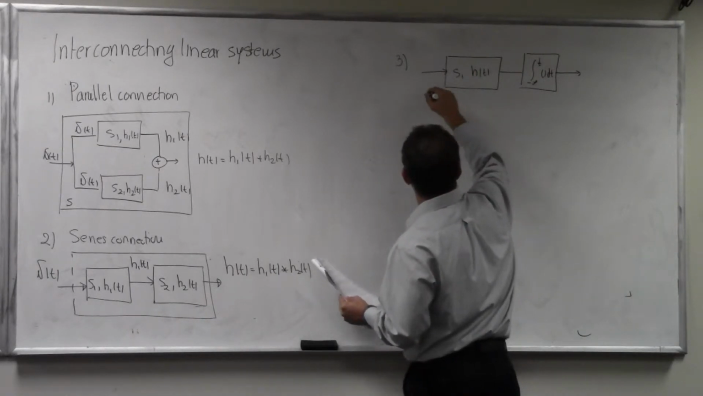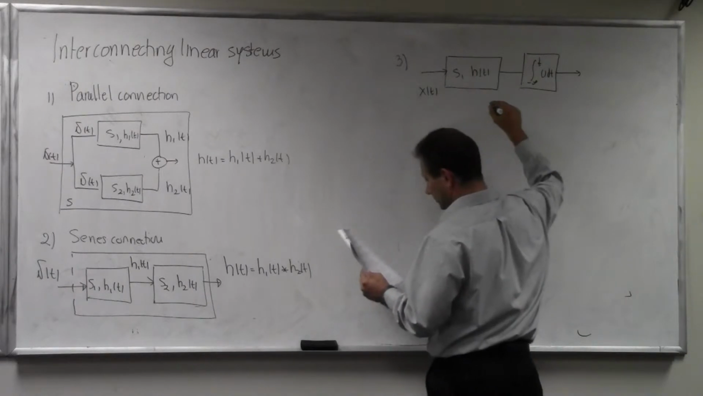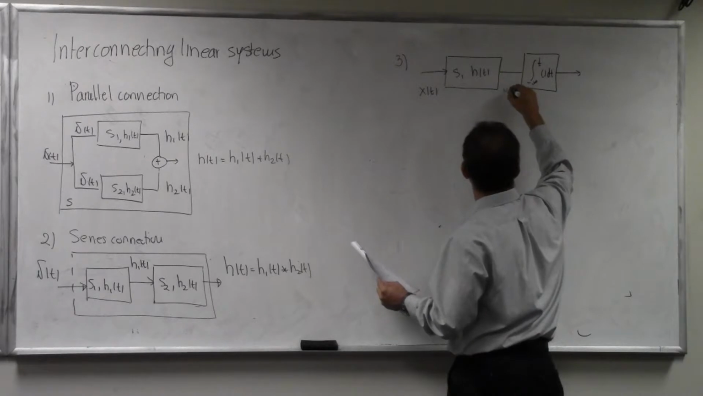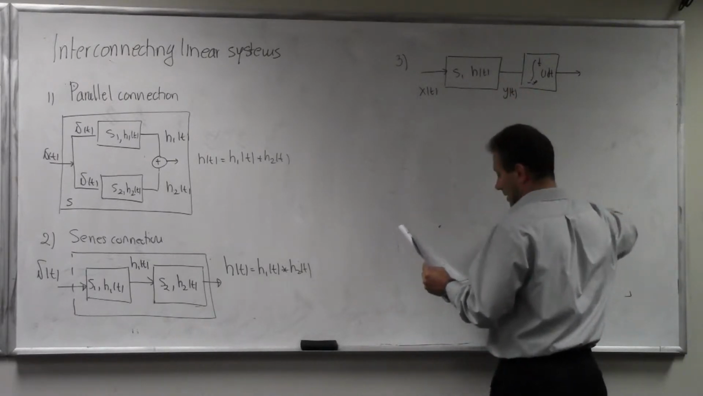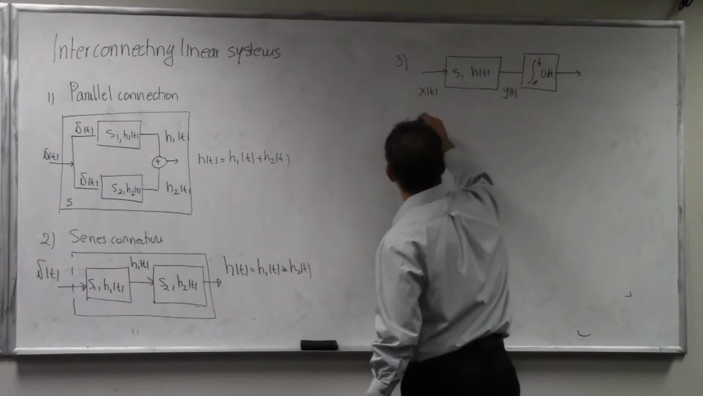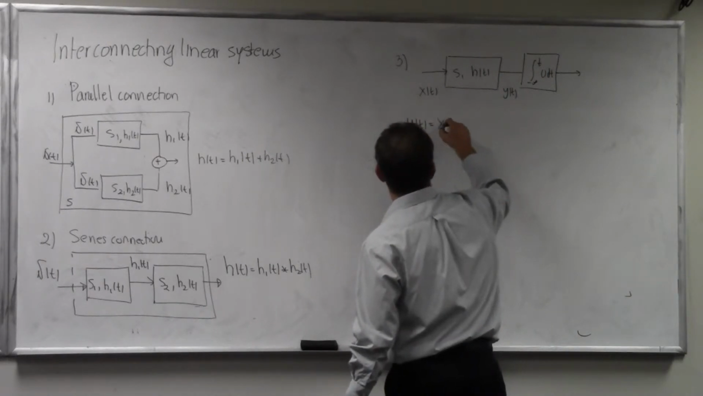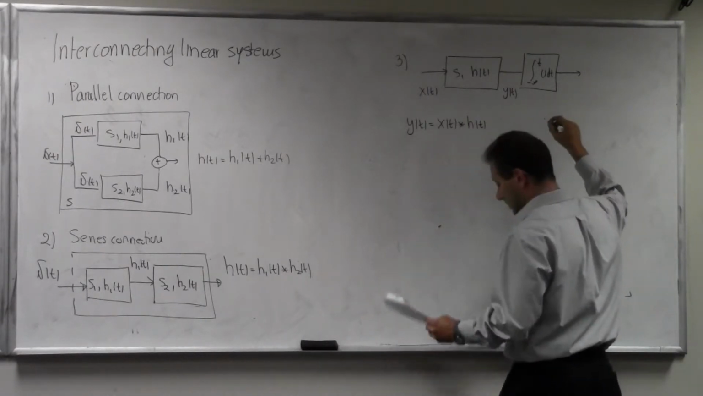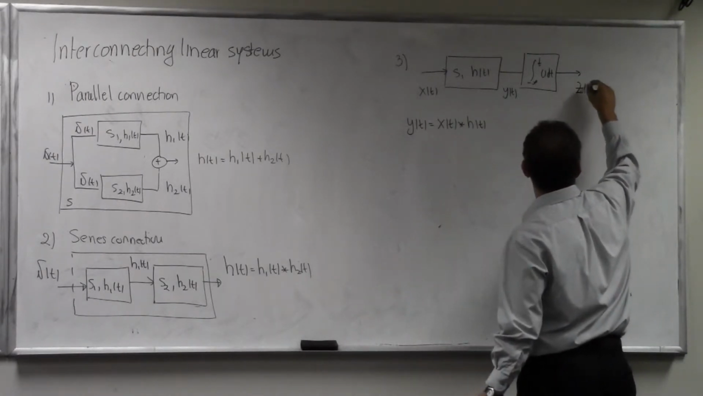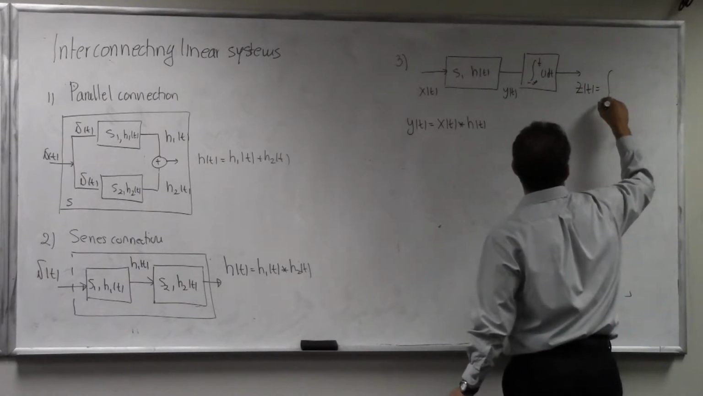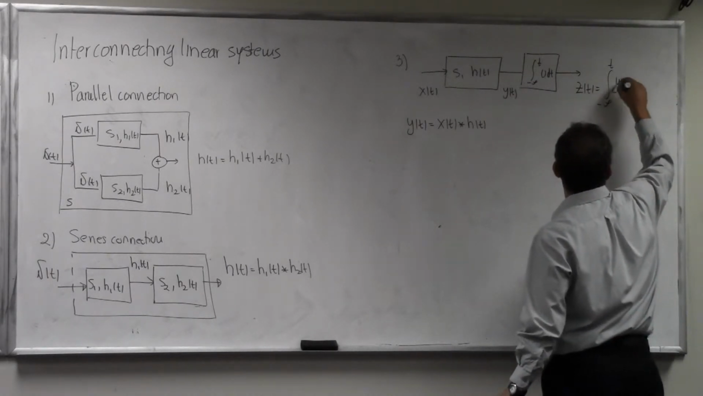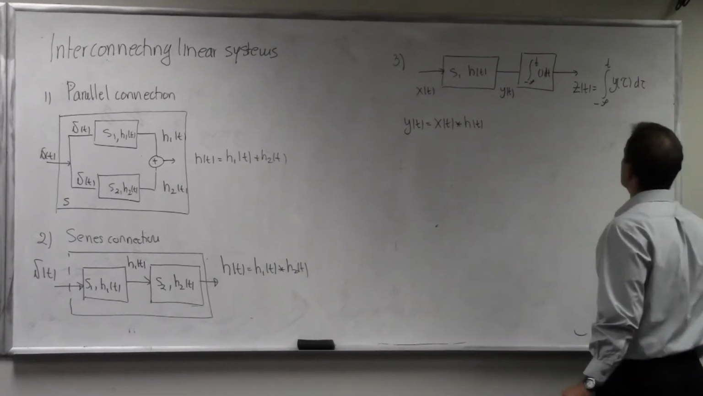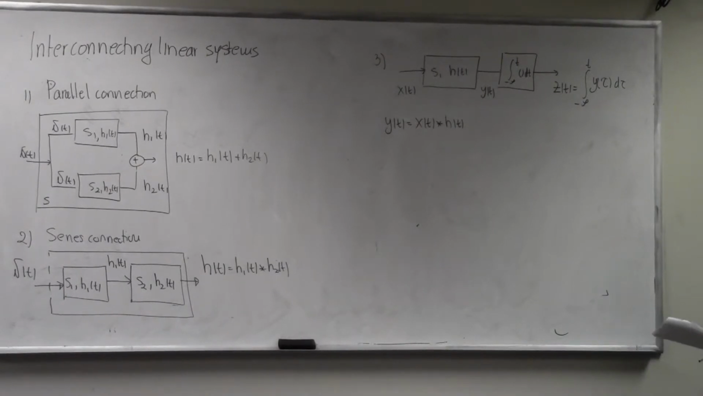If I present x of t here, and I get a signal y of t, then I know that y of t is going to be equal to x of t convolved with h of t. And my output here, let's call it z of t, is going to be the integral from minus infinity to t of y of tau. So that's the output of this system.